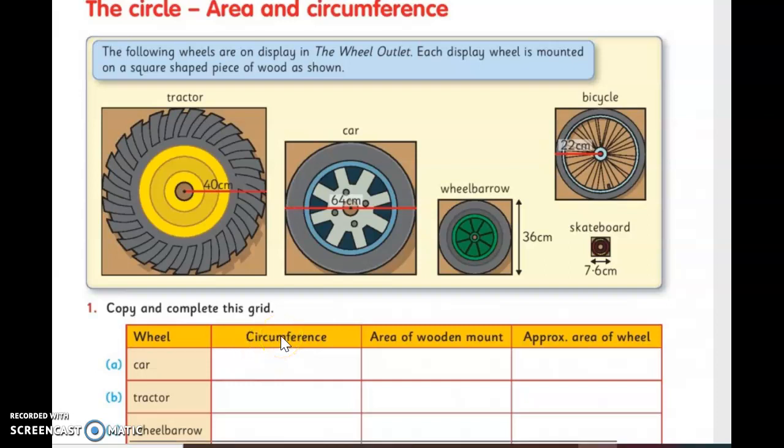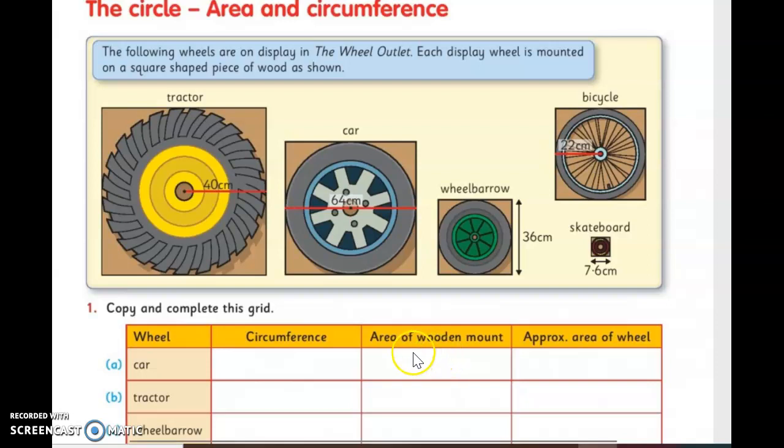Page 150. To find the circumference of all of these, you need to multiply the diameter by pi, so the diameter by 3.14. For example, the car would be 64 centimeters multiplied by 3.14. With the tractor and the bicycle, because this is 40 centimeters, which is the radius, you need to double this to find the diameter and then multiply it by 3.14 to find the circumference.